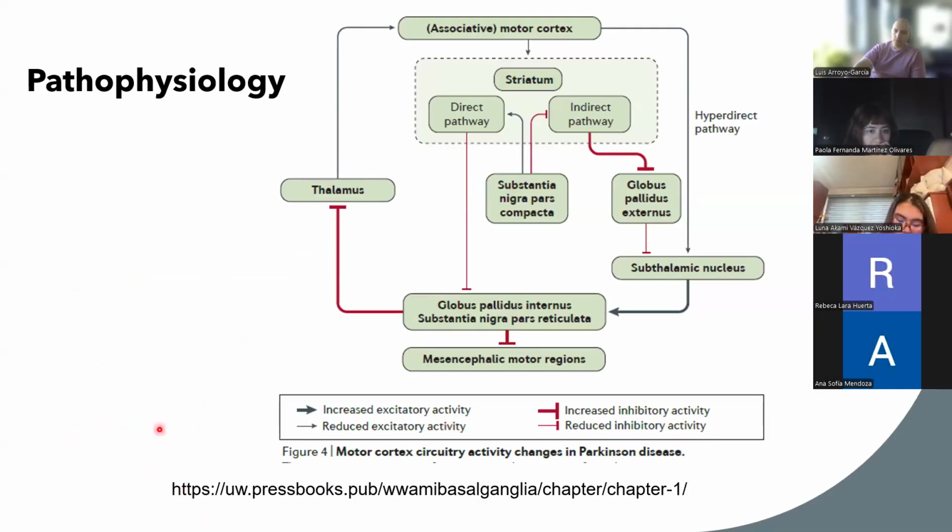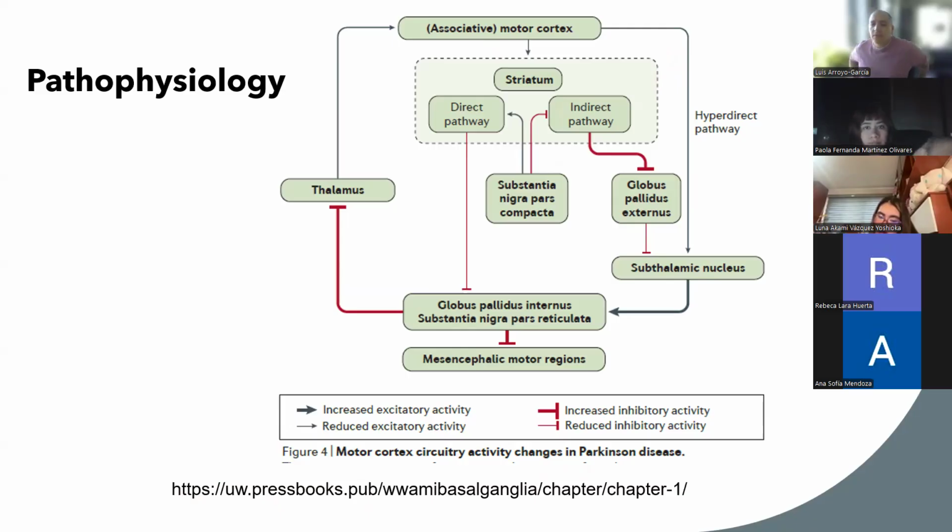I'm going to send you this today. I'm going to add it into my classes, and on this website you can check all about movement in the basal ganglia and the indirect and the direct pathway.